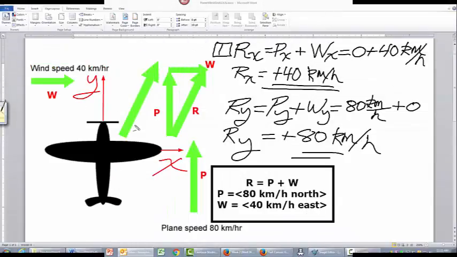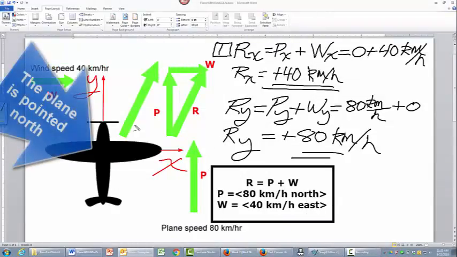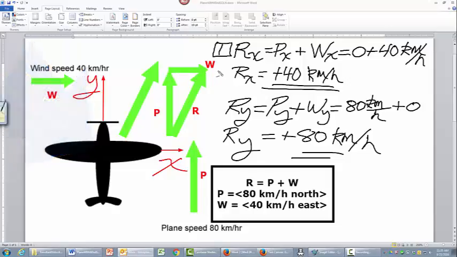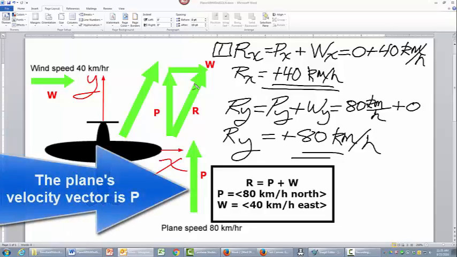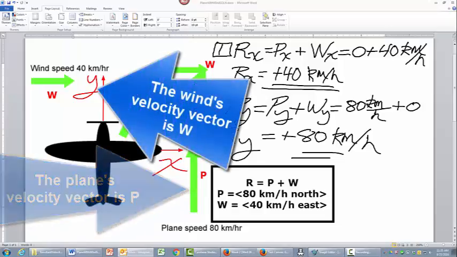Let's see where the airplane actually goes over the ground. Although it is pointed to the north, it has been blown to the east by the wind. Recall that there are 4 steps to finding the resultant vector. In this case, we want to find the resultant velocity vector, which is the sum of the plane's velocity vector, or P, and the wind's velocity vector, or W.